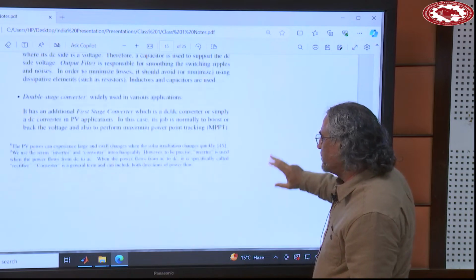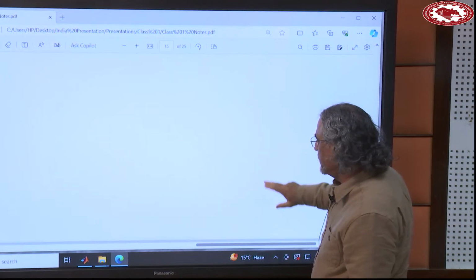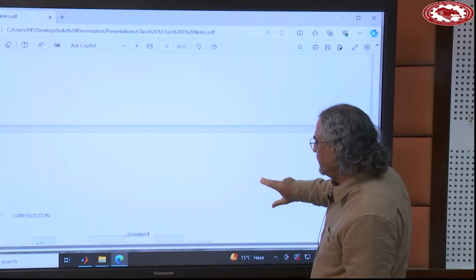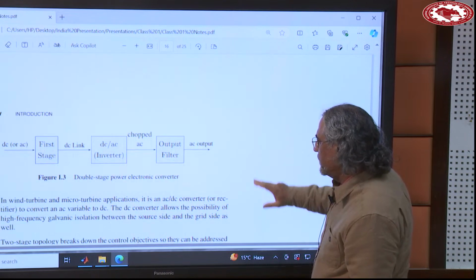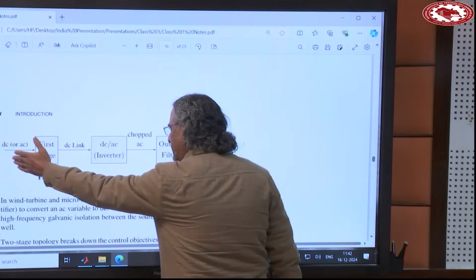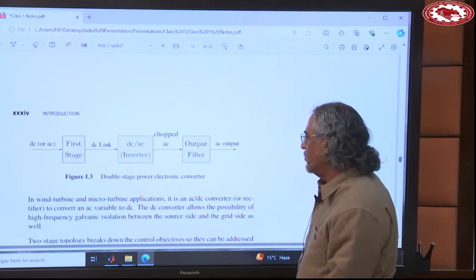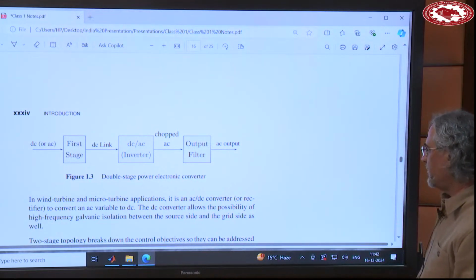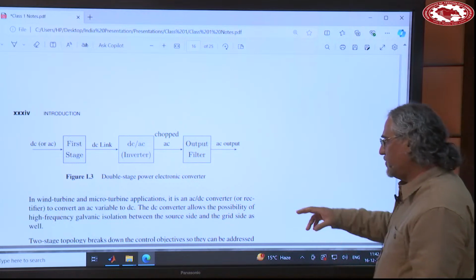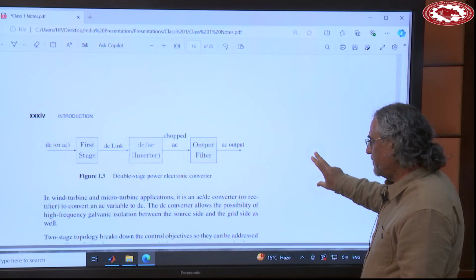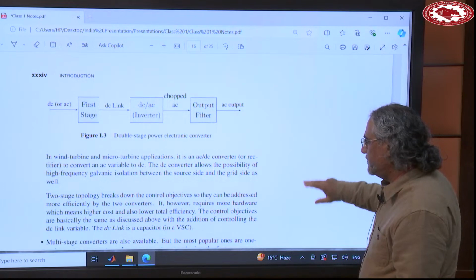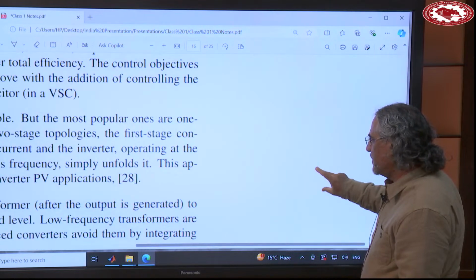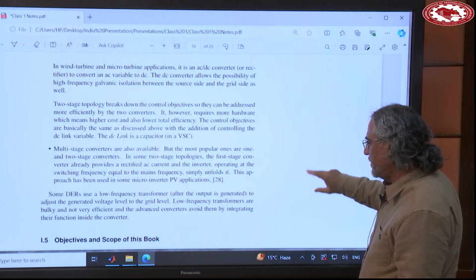Then you have multiple stage, like two stage here. So DC or AC, you convert it to DC, and then now you have DC to AC. This is used again in solar, in battery, and especially in wind application, you need to use double stage. Multi-stage are also there, but basically single stage and double stage are the most common that we have.